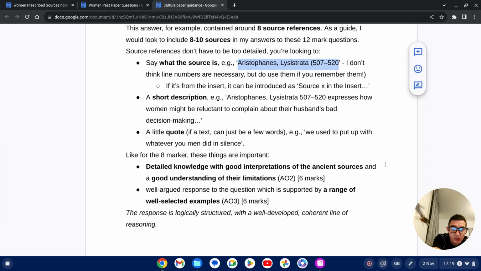Detailed knowledge with good interpretations of ancient sources and a good understanding of the limitations. I think I've made this quite important at this point. And a well-argued response to the question, which is supported by a range of well-selected examples. So as I said, understanding, knowledge of limitations, a good selection, 8 to 10, that are well-selected and relevant to your question. And again, the response is logically structured with a well-developed, coherent line of reasoning. I hope all that makes sense.